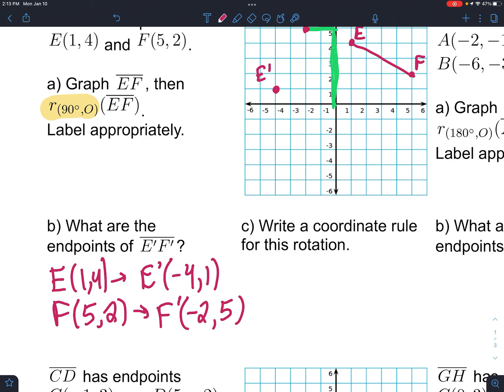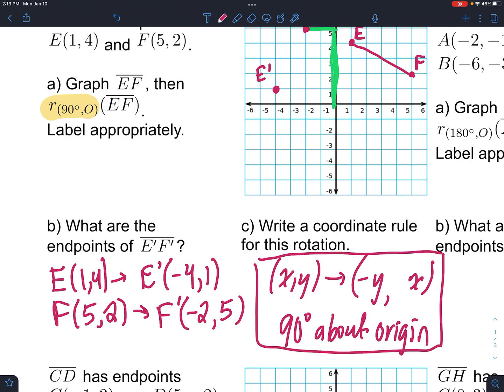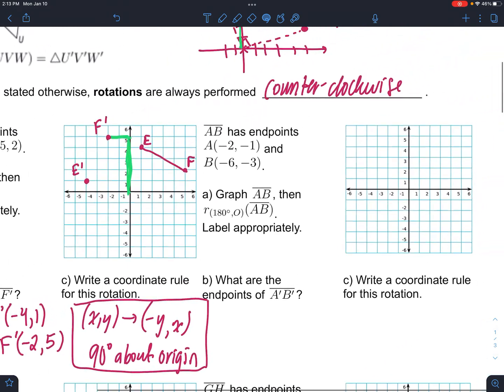Okay. So what's the coordinate rule then? Well, a generic point x, y, it looks like the 1 and the 4 swapped places, and the negative sign was placed at the beginning. So this is the rule for a 90-degree rotation about the origin. Alrighty?